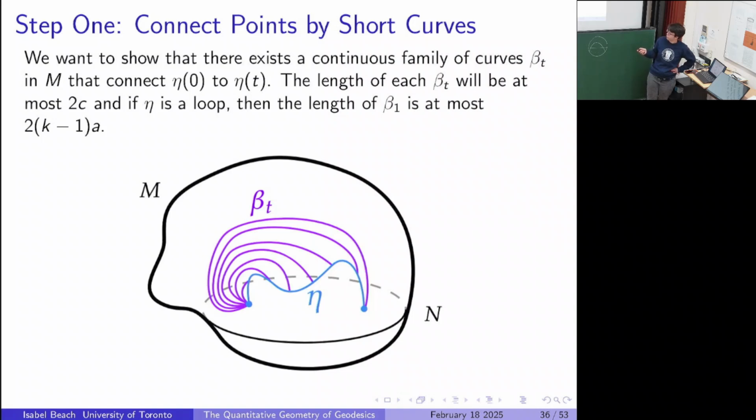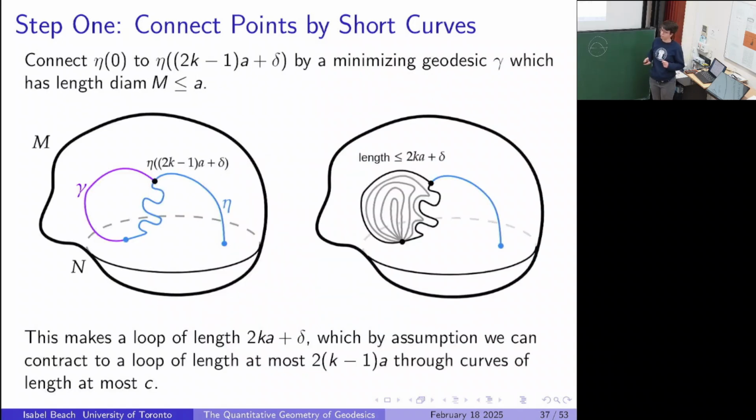So basically what we want to do for our lemma is if we have a path eta, with endpoints in this picture on the submanifold, I want to be able to connect any point on this path to its base point by some short curve, which I call beta t. In this picture, beta is not really all that shorter than eta, but you can imagine eta is really, really squiggly. So we want to show that there's a continuous family of curves beta t that connects eta 0 to eta of t, and the lengths of the beta t should be at most 2c, and if eta is a loop, the length of beta 1 should be small as well.